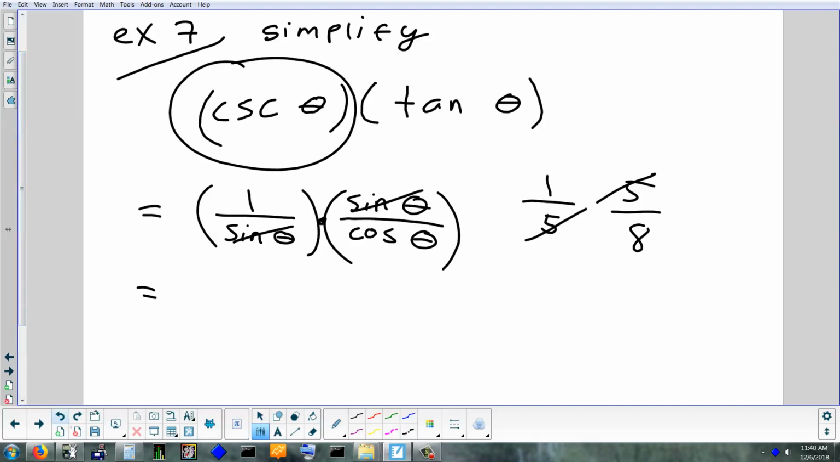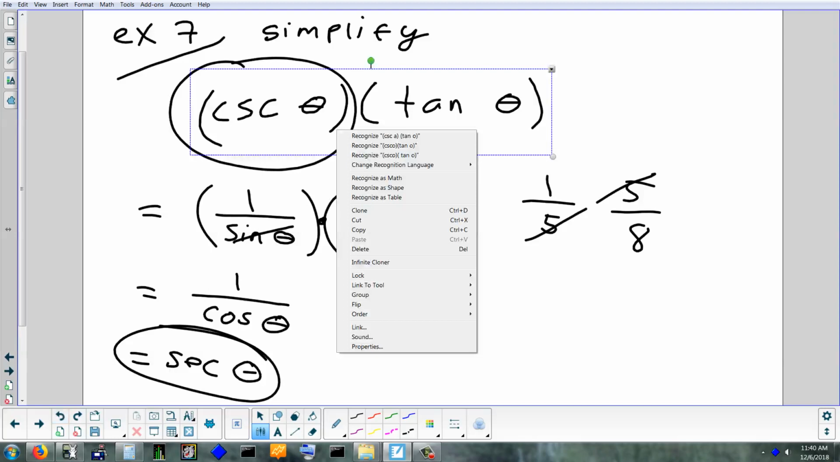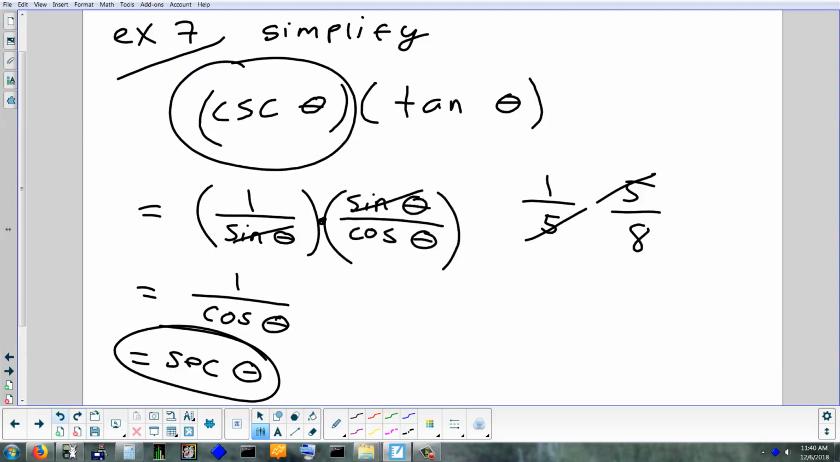But as long as you're multiplying two fractions together, you get the same thing in the top and the bottom, it cancels. What's left in the top? 1. What's left in the bottom? Cosine. And if you look in your notes, 1 divided by cosine, we can write that so it's not a fraction. Anybody see what it is? Yeah? Secant. It's secant. And that's the answer. So what we did is we took something that was kind of complicated, two different trig functions multiplied together, and we wrote it as one trig function all by itself.